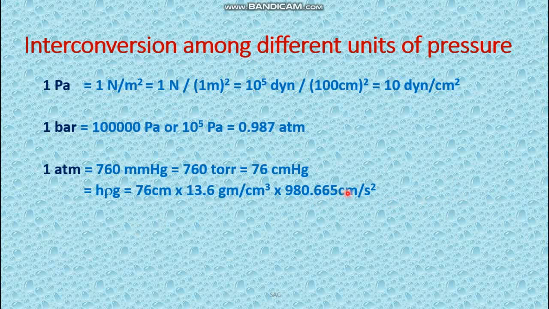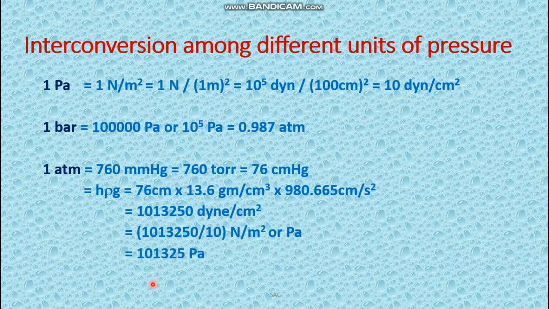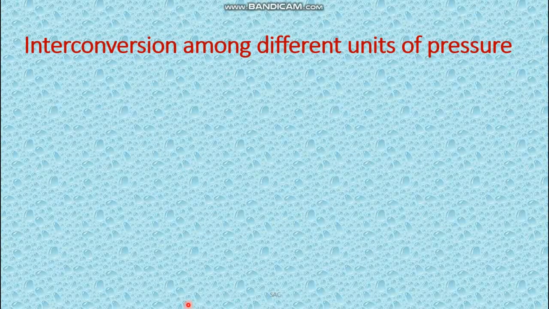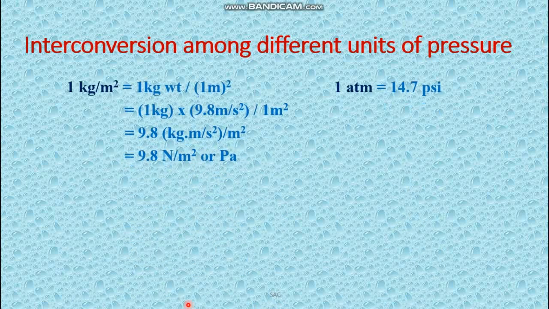So when this is calculated, the product is 1013250 dyne per centimeter squared. And if you convert this into Pascal, then just divide this by 10. Okay, then it will become 101325 Pascal. Or if you divide this by 10 to the power 5, then it will become 1.01325 bar. Next, interconversion among different units of pressure, it is still continuing.